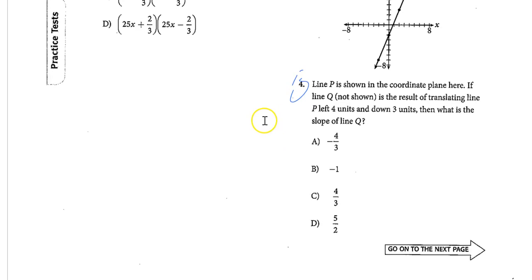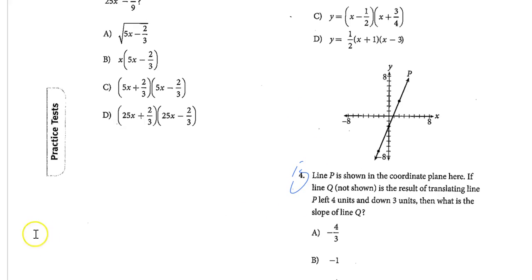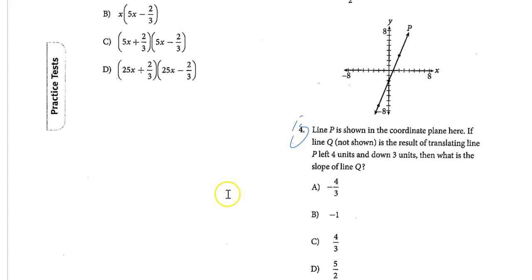Alright, moving on to question 4 here. Line P is shown in the coordinate plane here. If line Q, not shown, is the result of translating P left 4 and down 3, then what is the slope of line Q? So, if we take a look at this one here, we're getting this line Q by moving left 4. So if I just pick some point like this one, I move left 4, down 3. We see that we're just moving horizontally and vertically. That doesn't change the slope.